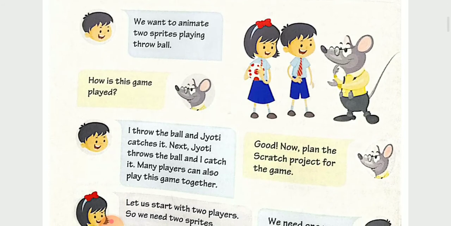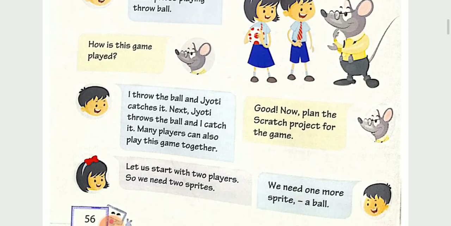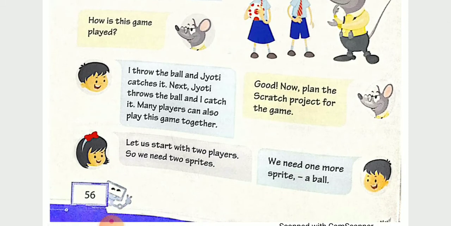Mohit says, how is this game played? So here he replies, I throw the ball and Jyoti catches it. Next, Jyoti throws the ball and Tejas catches it. Many players can also play this game together, and you all can play this game at your home. So this is good.